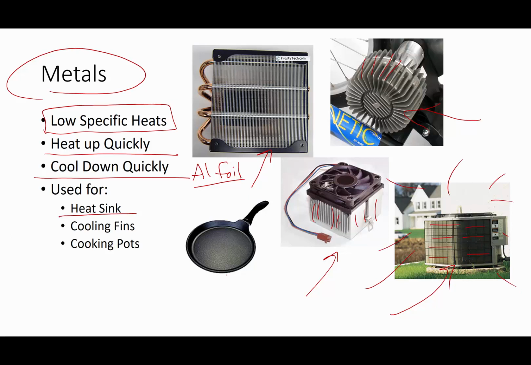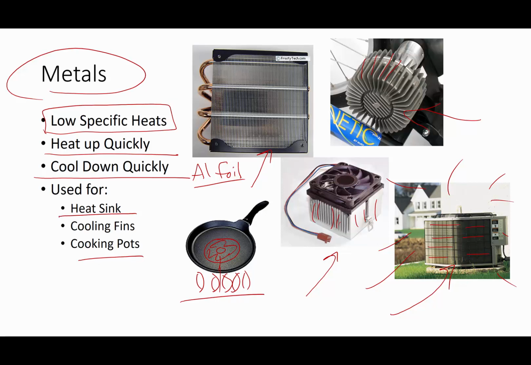We use metal pots for cooking because if you were going to fry an egg directly on the fire of your stove, that would be just messy. So you put the egg inside the frying pan so that the heat will go through the pan and into the egg.